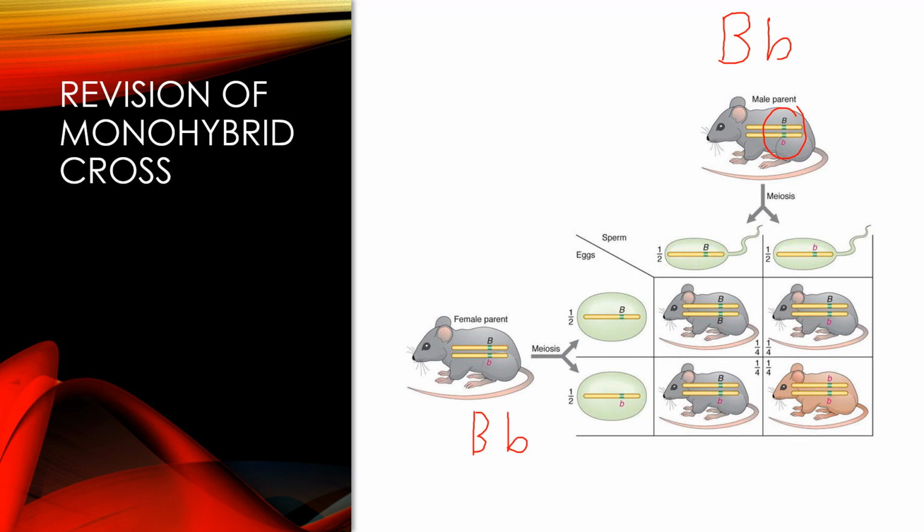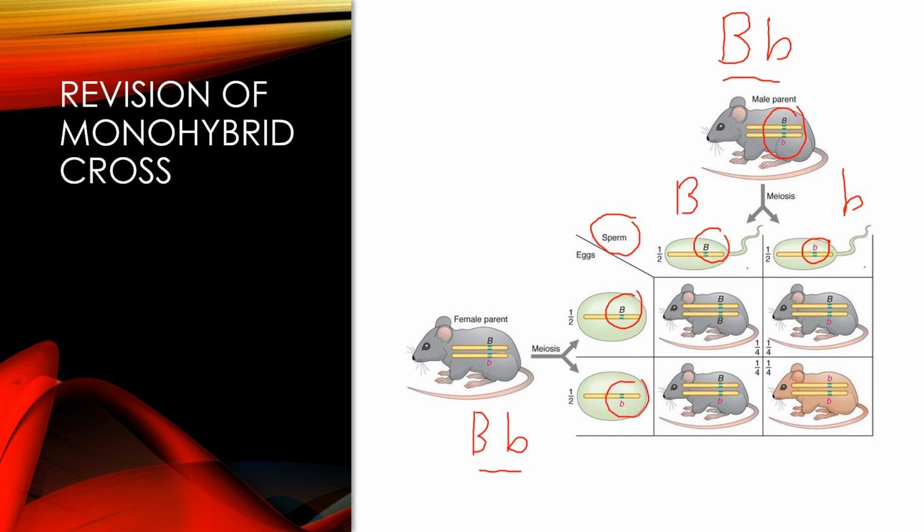So this one at the top is heterozygous, and the one down here is also heterozygous. Now, if we think what happens when these two mice breed, the one at the top is the male, producing the sperm cells. Half of the sperm cells will be a capital B, and half will be a small b. In our Punnett square, we put those in the boxes at the top. For the female mouse down here, again we've got a capital B and a small b.